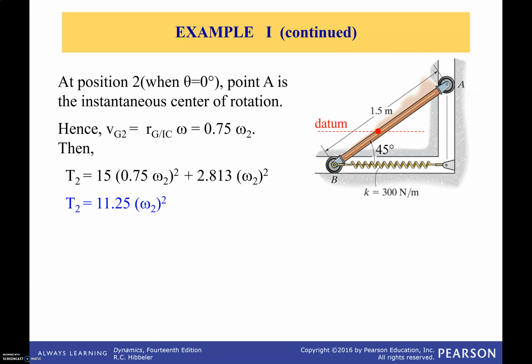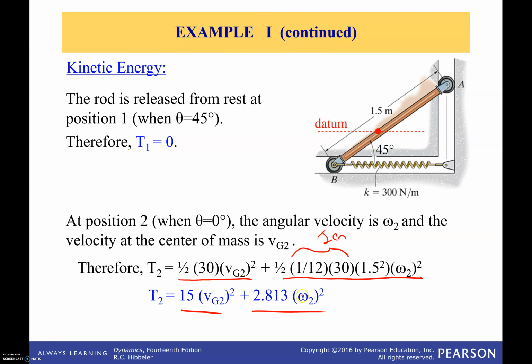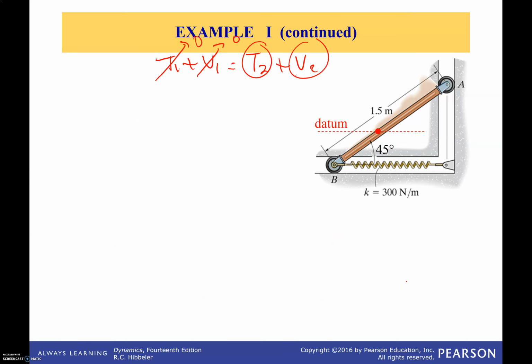Now we can write this equation, T1 plus V1 is equal to T2 plus V2. This is 0. This is 0. We already wrote this, and we wrote this. One more thing that we need to do is a simplification. If you look at this equation, you have omega and you have the velocity of the center of mass, so we need an equation to relate both.